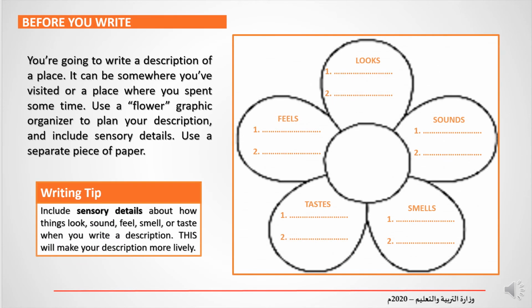You are going to write a description of a place. It can be somewhere you visited or a place where you spent some time. Use a flower graphic organizer to plan your description and include sensory details. Use a separate piece of paper. Please refer to the writing tip.